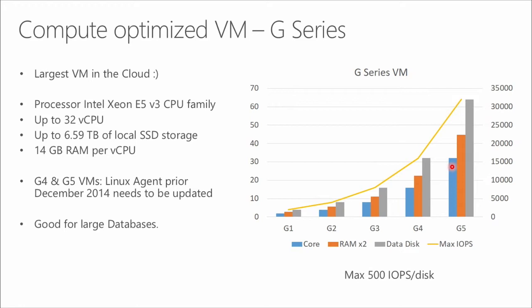The ratio of RAM per virtual core is double from what we had in the D series. So now we go to 14 gig of RAM per virtual CPU. Think of doing the math: 32 virtual CPUs times 14 gig of RAM, that brings us to 448 gig of RAM for the G5 VM. In a single virtual machine. Single virtual machine. 448 gig of RAM.